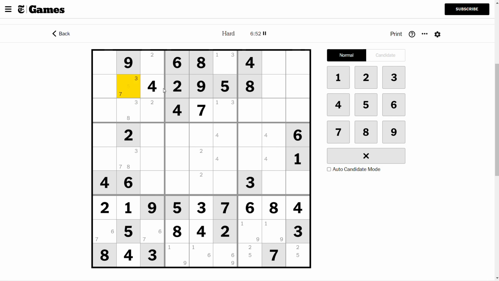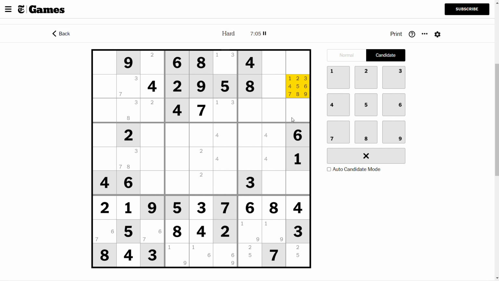Okay, in row 2, 1, 3, 6, and 7 are the missing digits. But this cell sees 1, 3, and 6. So this must be a 7. If that was too quick for you, I'll break it down slowly. Again, this cell sees 1, 2, 3, 4, 5, 6, 8, and 9. So the only digit that this cell does not see is 7. So 7 must go in the cell.